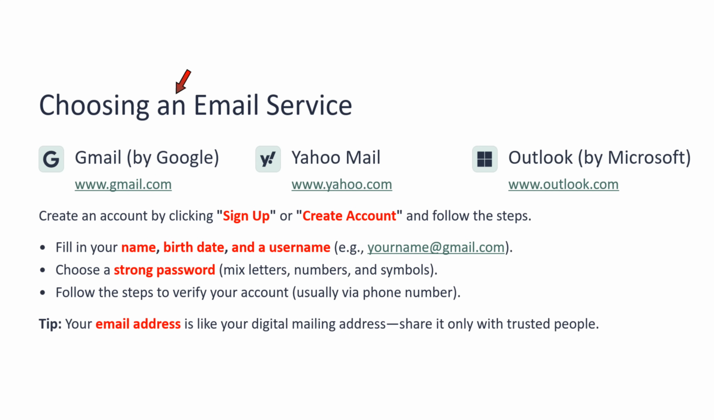You can choose one of the email services like Gmail by Google, Yahoo Mail by Yahoo, or Outlook by Microsoft. In this email service, you have to create an account by clicking sign up or create account and follow the steps. The steps are like: fill in your name, birth date and username, choose a strong password, and follow the steps to verify your account, usually via phone number. Your email address is like your digital mailing address. Share it only with trusted people.